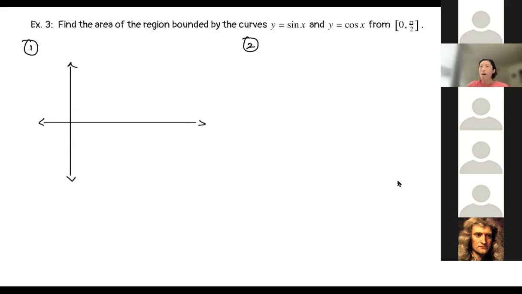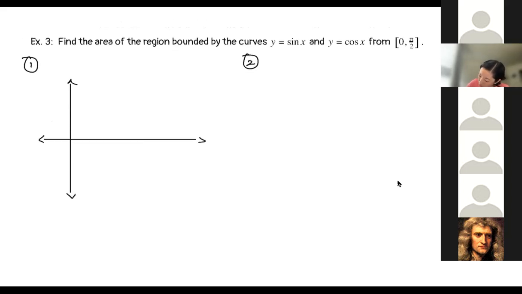Okay. So I've got this graph. Let's go ahead and say we have a graph of sine. We have a graph of cosine. And we want to graph this from 0 to pi over 2. Sometimes they'll tell you, hey, this is where I want you to start counting, and this is where I want you to stop counting the area. Whereas in the other ones, we actually had to find those starting and stopping points. So problems do give you different kinds of information.